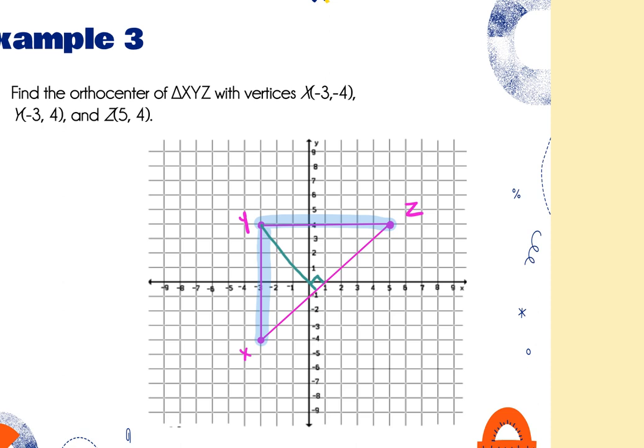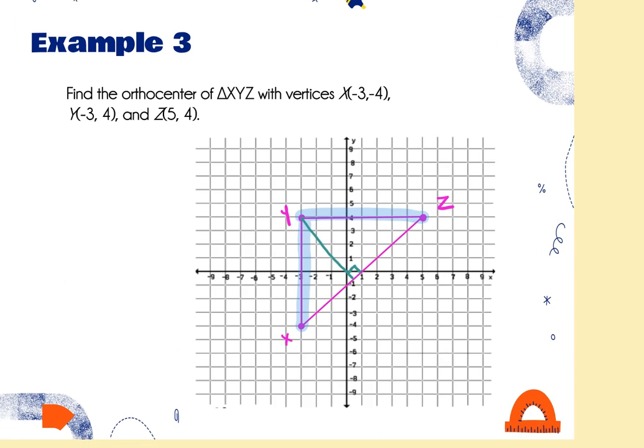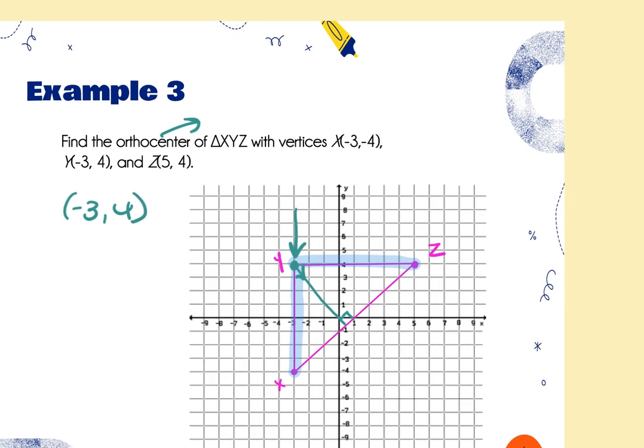a right angle. But using the other two legs, we already know where they meet, which means this coordinate point, the coordinate point of your right angle, is going to be the orthocenter. And that coordinate point is (-3, 4). So the orthocenter not only occurs on the right triangle, but specifically at the right angle.